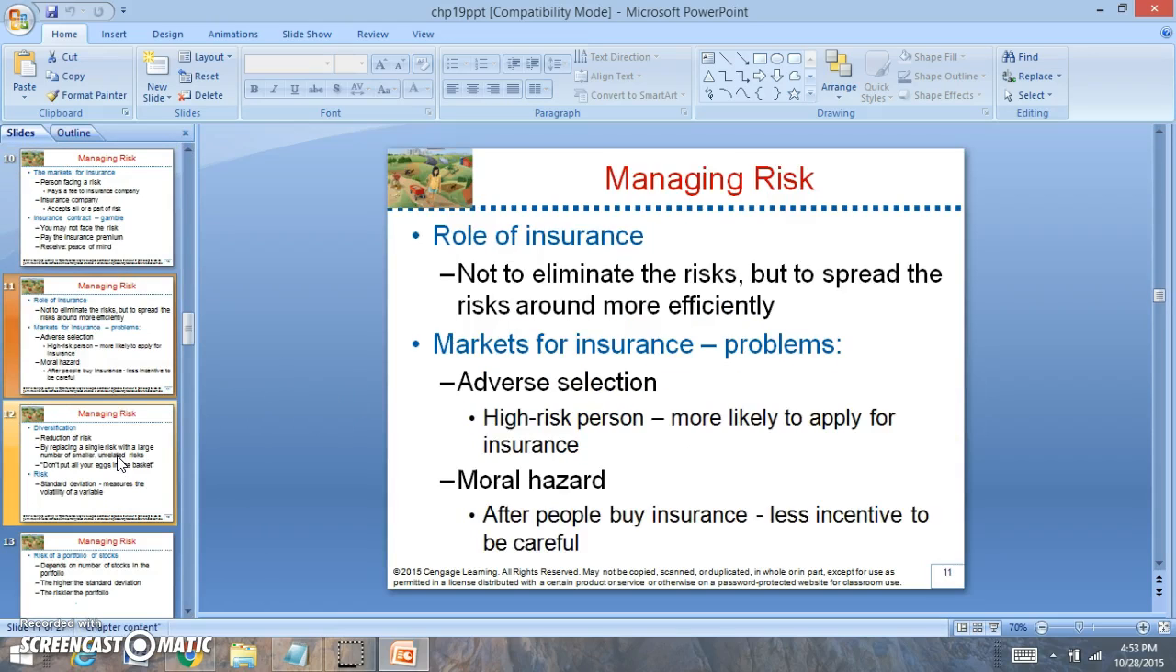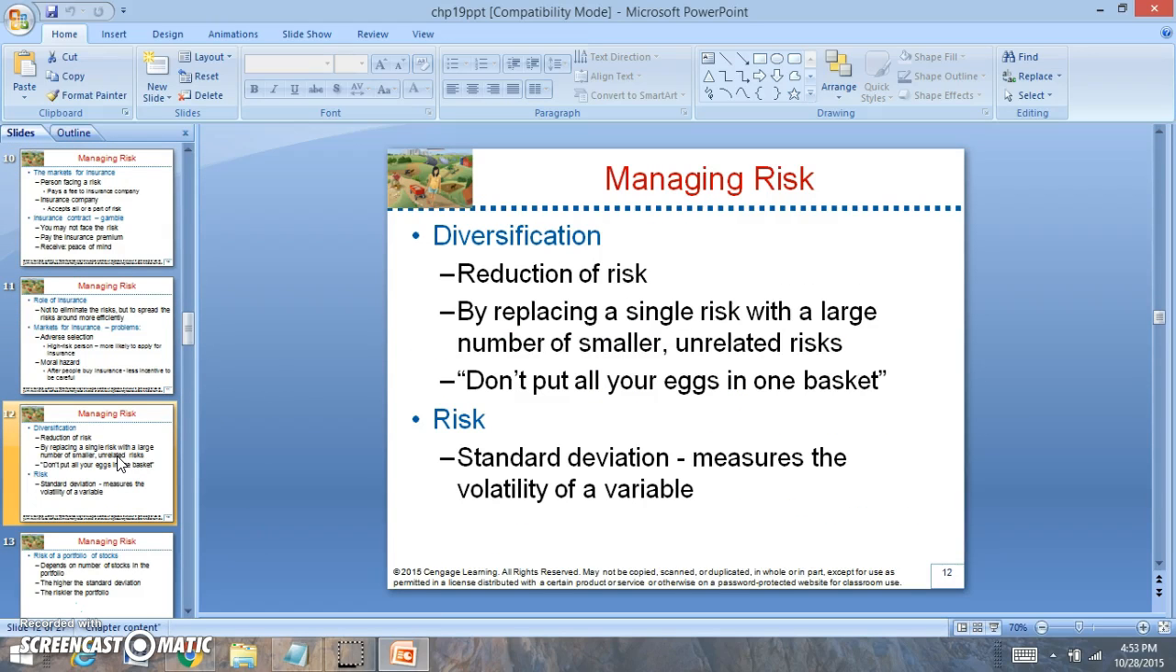And we manage risk by trying to get diversification. And diversification is very important. When we look at diversification, you'll know that diversification will hopefully lower the amount of risk that's involved in decisions that we have to make.